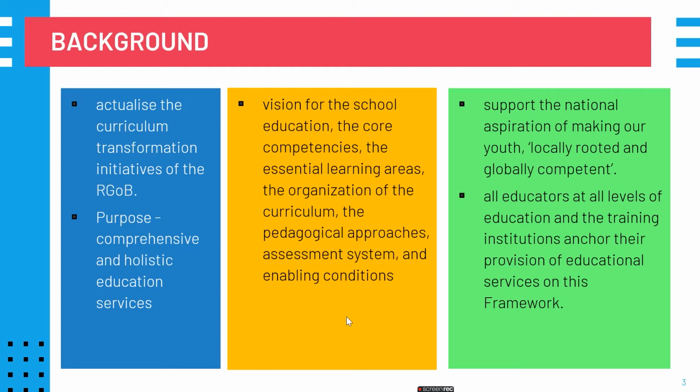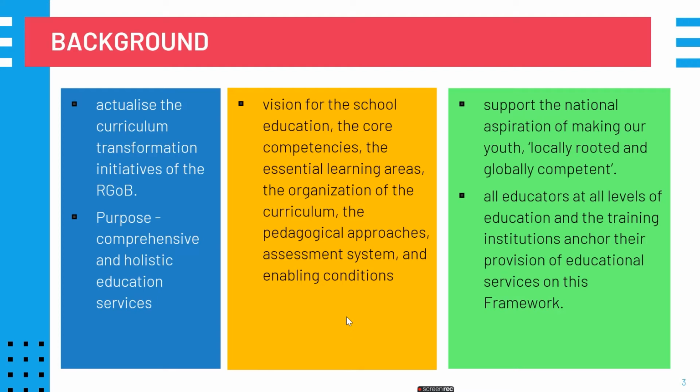The purpose of this document is to provide comprehensive and holistic education services in basic education, meaning primary education, secondary education, including special needs education. The framework outlines the vision for the school curriculum, the guiding principles for curriculum development, the core competencies to be achieved at all levels of education, the essential learning areas derived from the competencies, the organization of learning areas, subjects, the pedagogical approaches, assessment system, and the enabling conditions that will facilitate the effective implementation of the national curriculum.